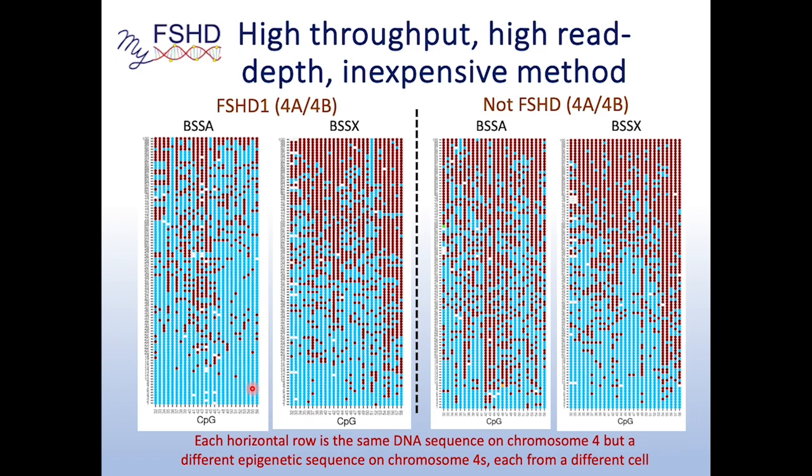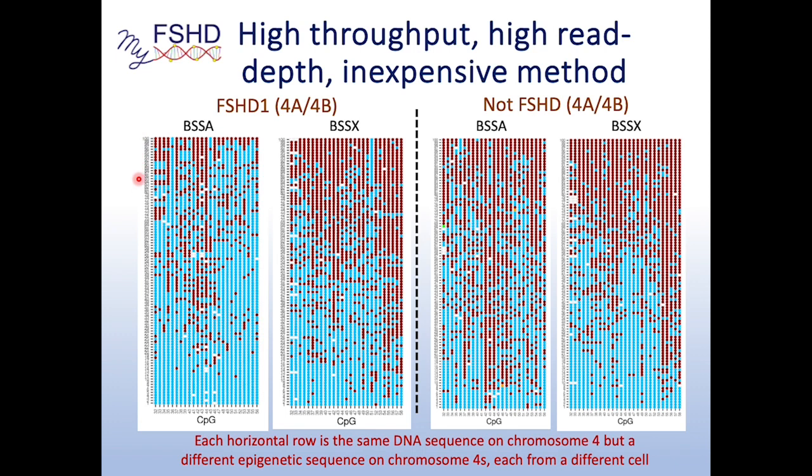What does it look like? Here are our heat maps. Remember, blue is unmethylated, red is methylated, and both individuals here are AB, the ones we just showed. In the not FSHD, you see a lot more red, but you still see some blue. And in the FSHD, you see a lot more blue, but there's still some red. This is the epigenetic variability that makes you different from your sibling or from your parent or from your child that has FSHD. You have a unique epigenetic signature.